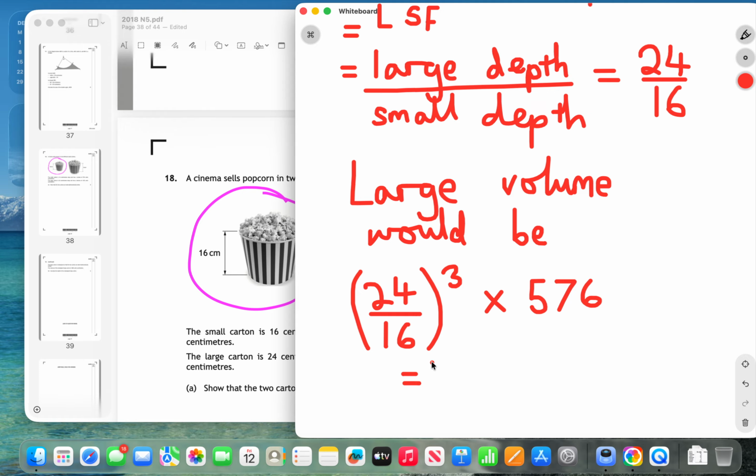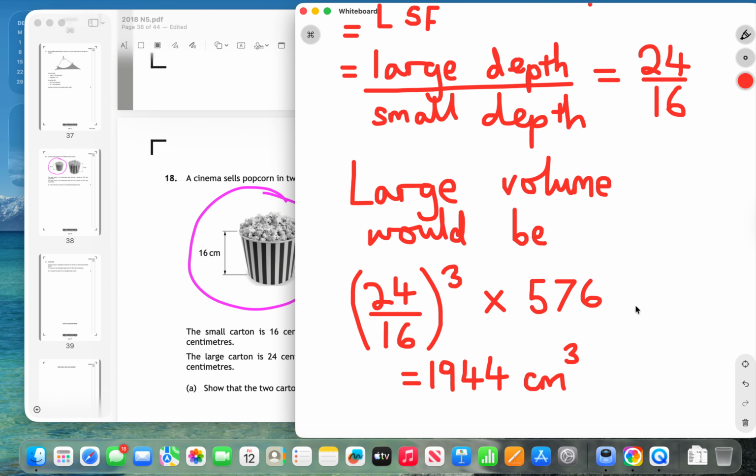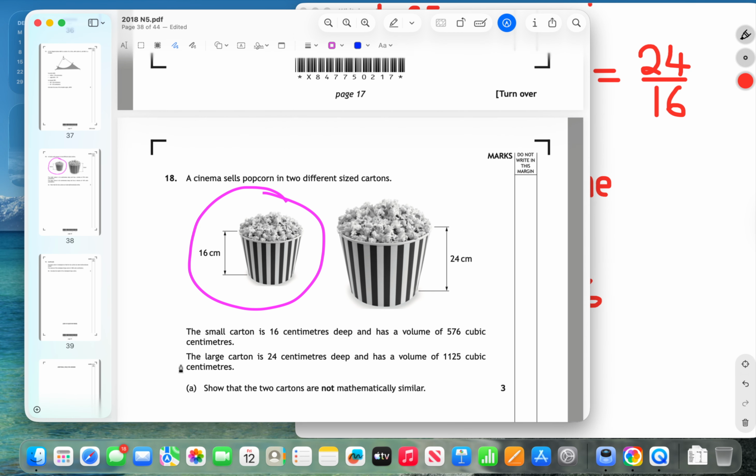And we get 1944, so we get this exactly, and there's actually no decimal places. I thought there would be. Centimeters cubed, and that's a volume, but we're told in the question that the volume is 1125.